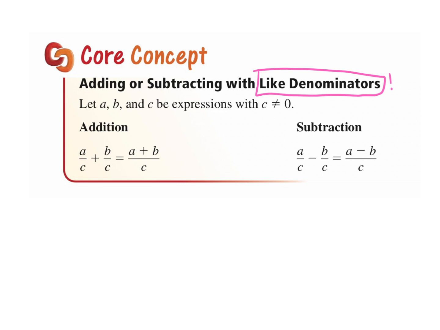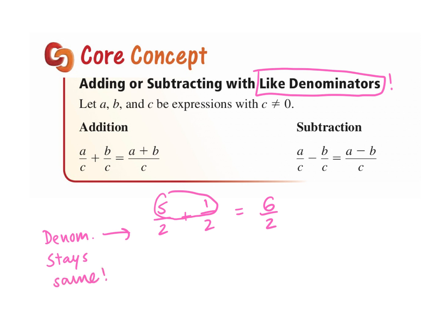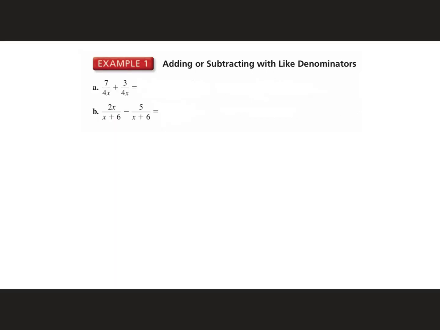So if we were adding two fractions, let's say I had 5 over 2 plus 1 over 2. How would I add these together? I would add the numerators together, so that would give me 6 over 2, and the denominator stays the same. It's the same idea when subtracting.